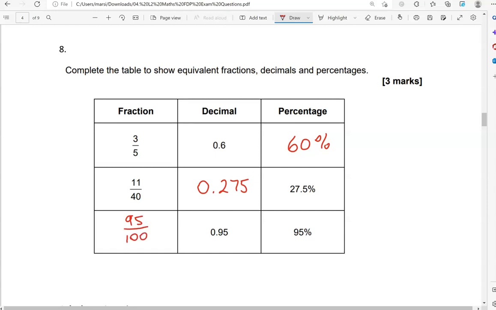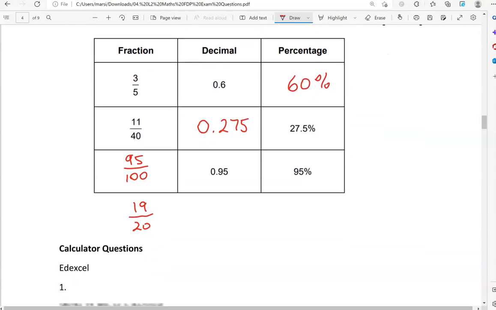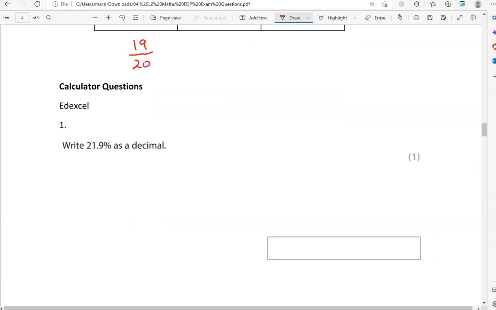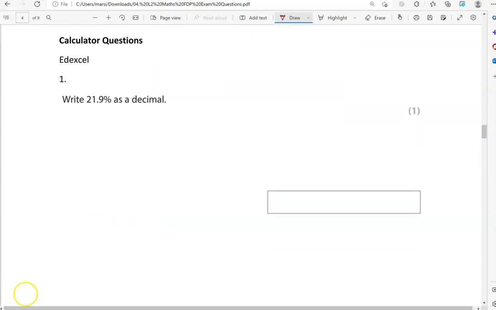Now you could leave it like that, or you could simplify if you like, and we can divide both numbers by 5. So 100 divided by 5 gives us 20, because 20 lots of 5 make 100. And then for 95, that is 1 less than 20, that is 19. So 19/20 is the same fraction as 95/100. But again, the question didn't ask us to write the simplest version, so we can leave it like that.